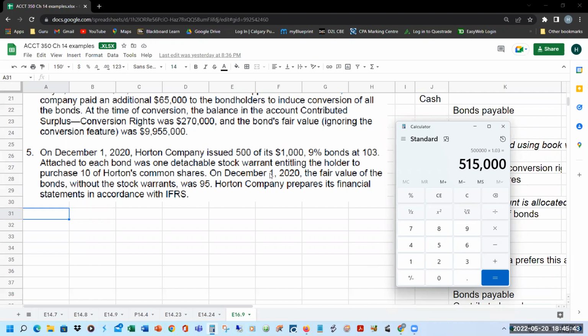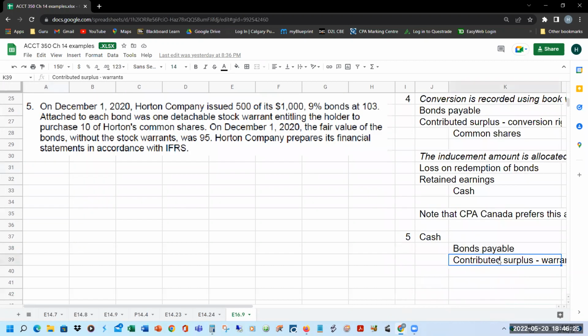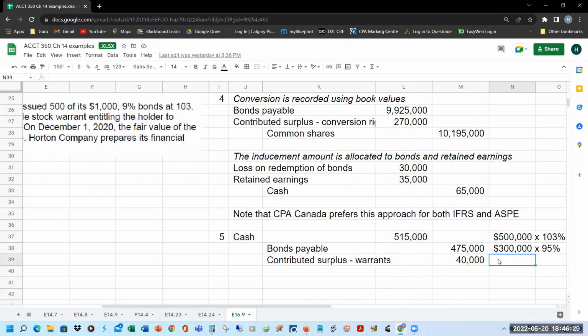On December 1st, 2020, the fair value of the bonds without the stock warrants was 95. If there were no warrants, the company would only have been able to get 95% of $500,000, which is $475,000. The company actually got $515,000. So the difference between what the bonds are worth without the warrants and what the company got by issuing the bonds with the warrants, $40,000, will be recorded as contributed surplus. So pretty similar to the earlier example. Debit cash $515,000, credit the bonds payable for $475,000, and the difference gets credited to contributed surplus.